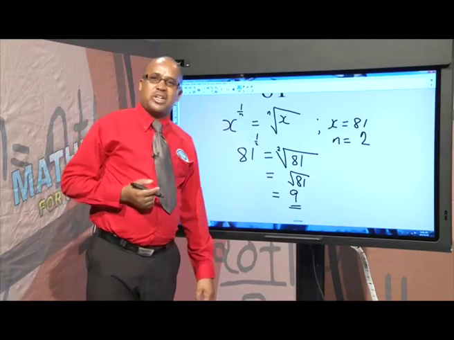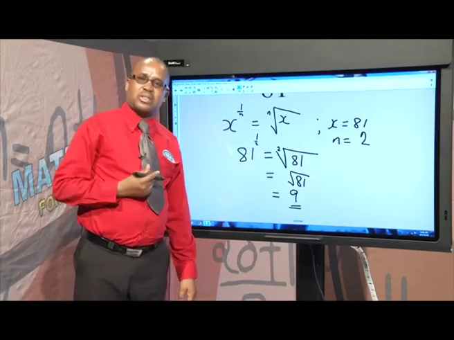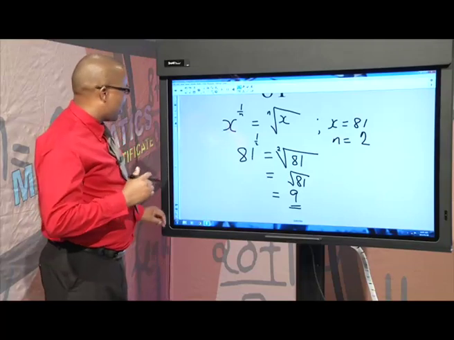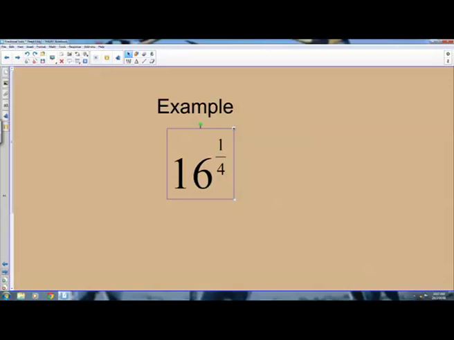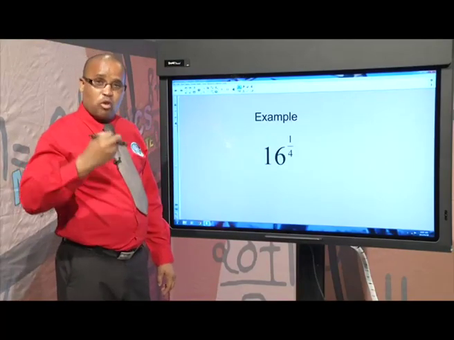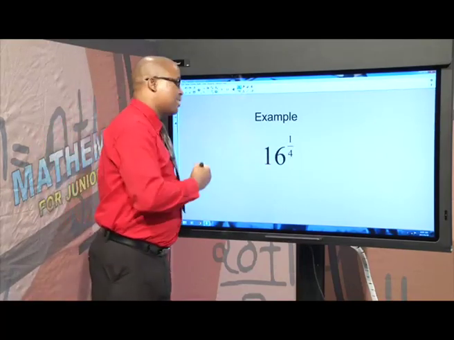So that's how we interpret the square root sign. Now, what about if you are to look at another example? Let us have a look at this: 16 to the power 1/4. What does this mean? The interpretation of 16 to the power 1/4 is: find a number such that when you multiply that number by itself 4 times, you are going to get 16.